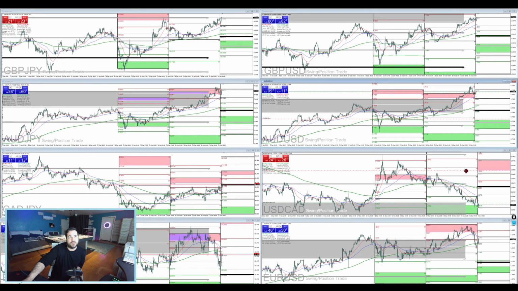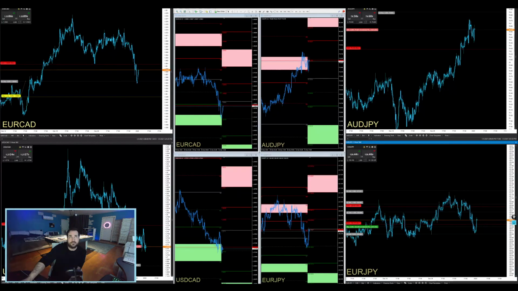All right, so we're still sitting at break even right now in our swing trades. Sitting right at break even for the Aussie yen, and right at break even for the USD CAD. Just a little bit of profit right now for the euro yen. Time is 5:02 p.m., 2 hours into the new market.